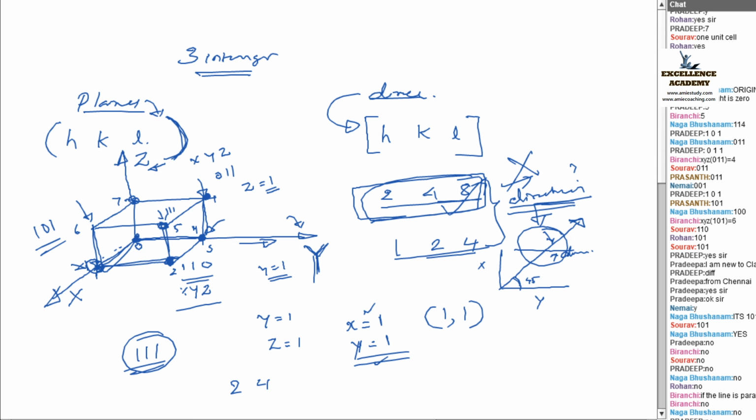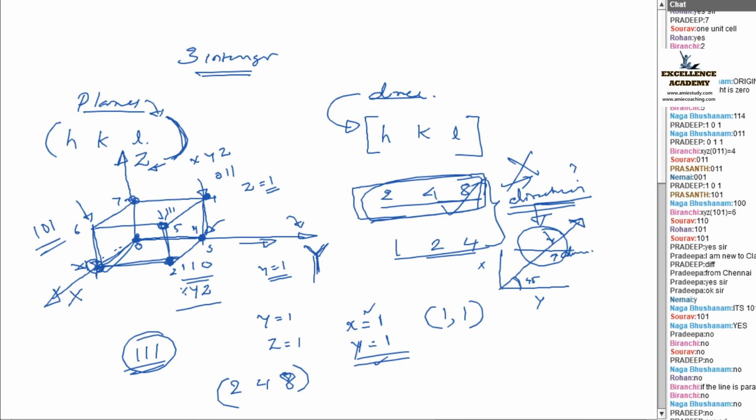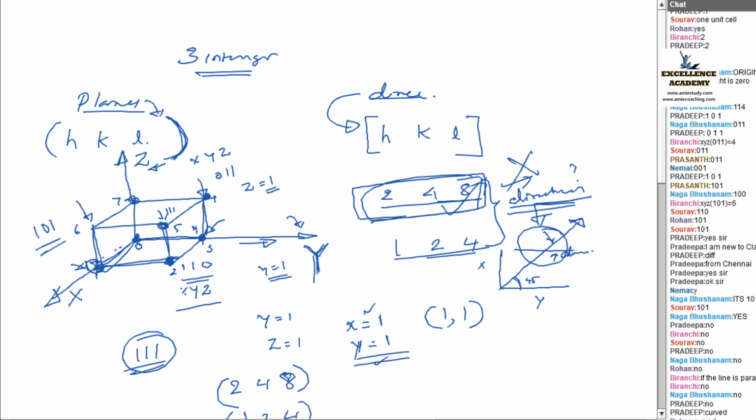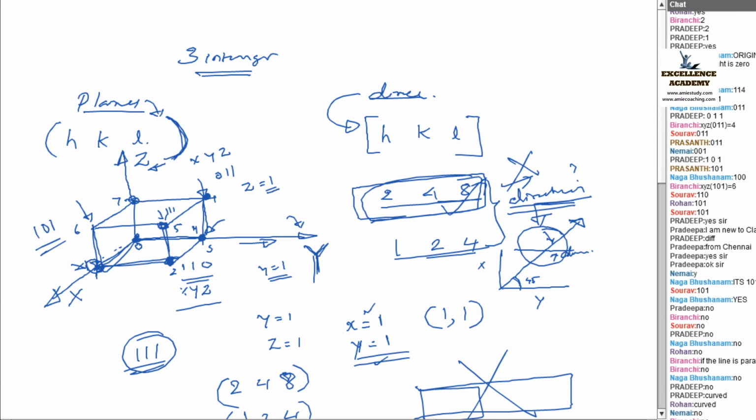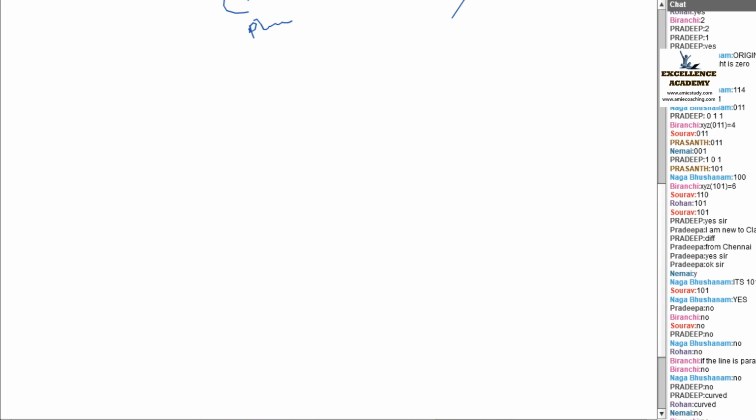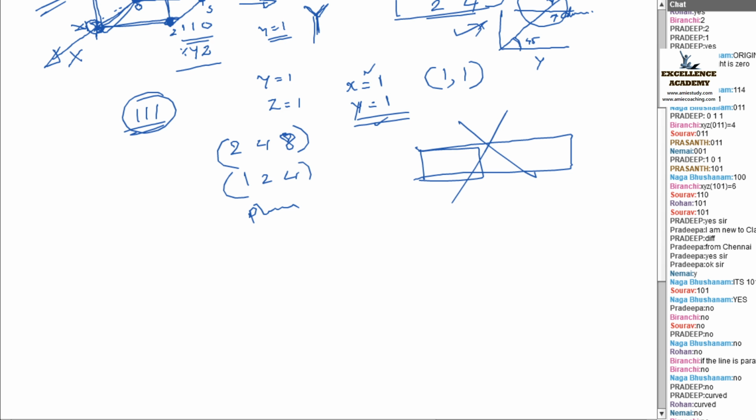In the case of planes, is 248 enclosed in what? Yes, curved bracket. Are 124 and 248 both the same? That means this is one and this is another one. Is it both the same? Never. Both are different, isn't it? Got it? So the multiples may not be the same. Multiples or division may not be the same in the case of a plane, but no problem in the case of direction. Clear to all?